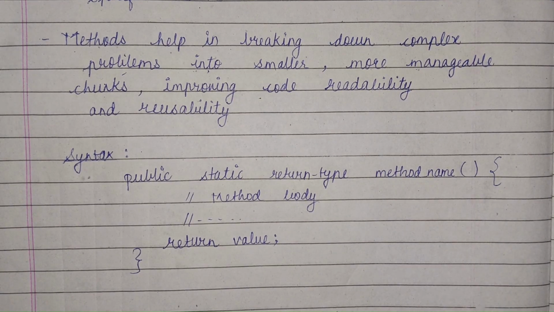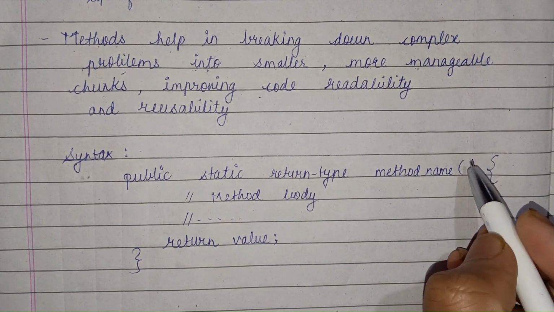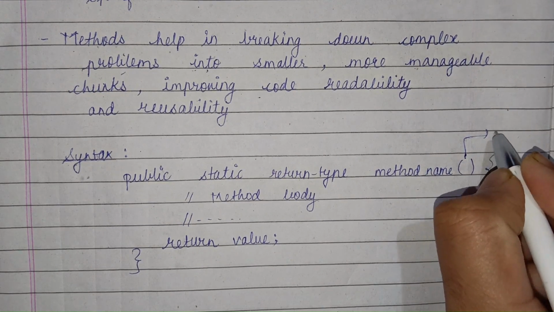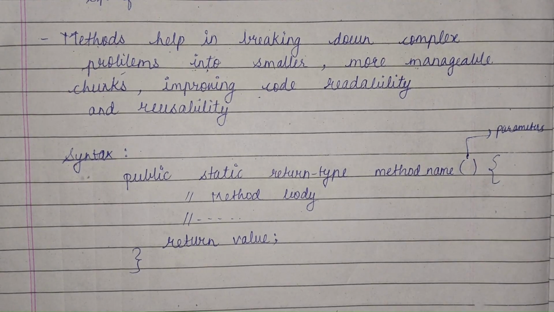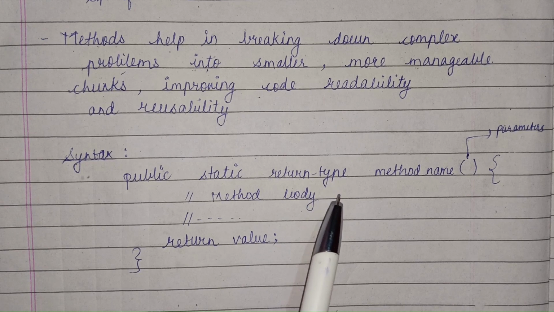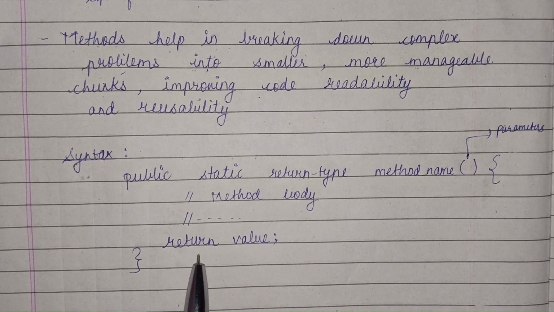In the brackets we can also pass parameters. And here we have to give a return value. Suppose the return type is int, float or string, then we have to give a return value. We have to write a return, otherwise the code will give an error.